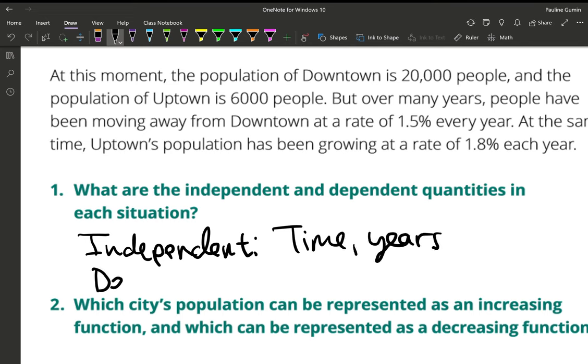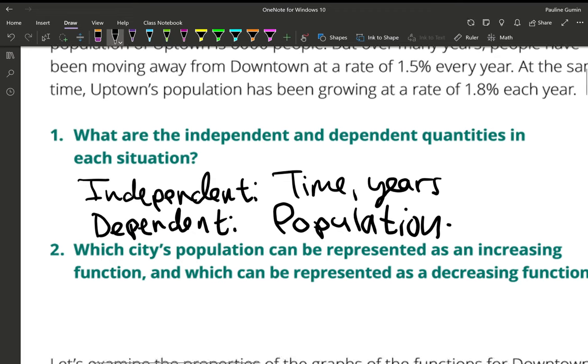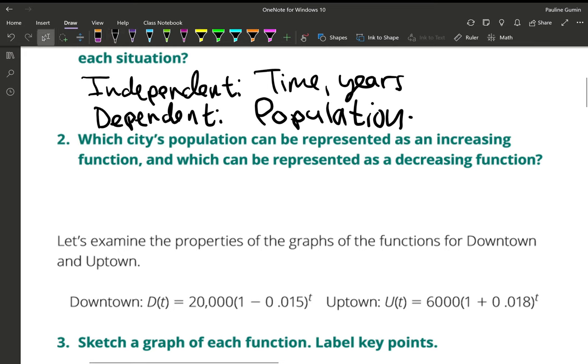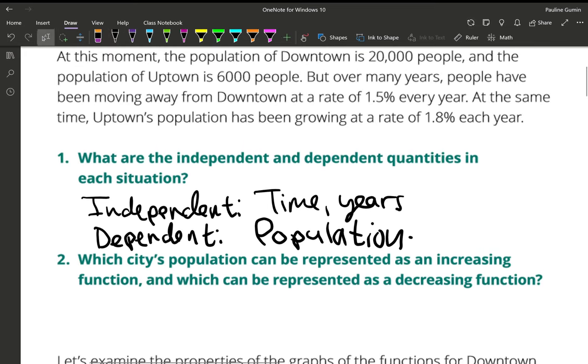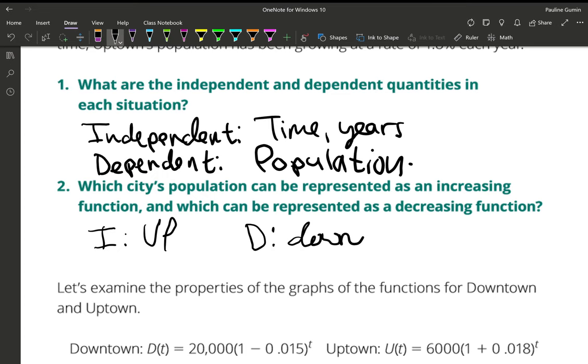That means dependent is our population, because the population of our town depends on the amount of time that has passed. Let's think about what's increasing and decreasing. Uptown is gaining people, downtown is losing people. So increasing will be uptown and decreasing would be downtown.